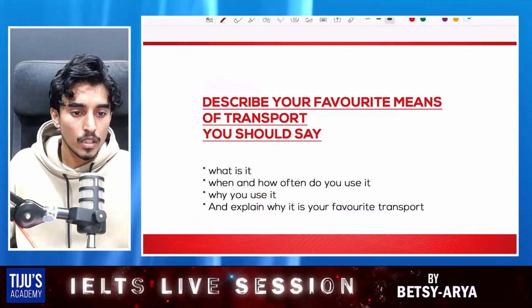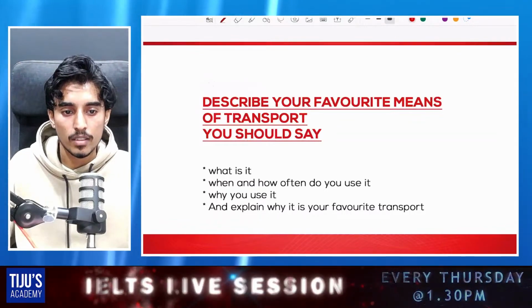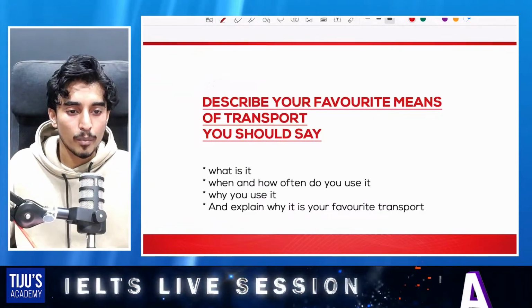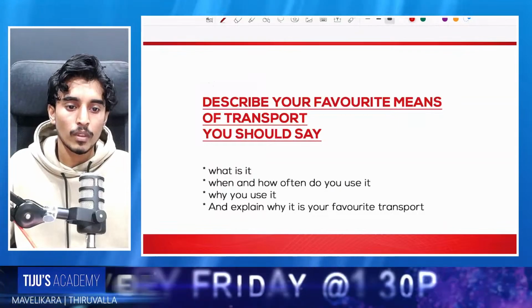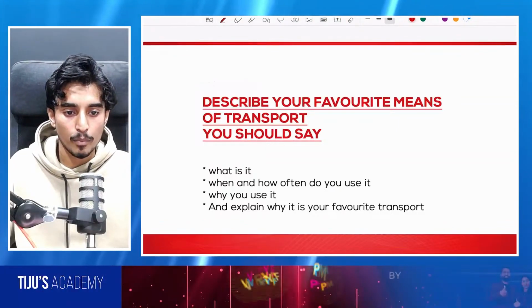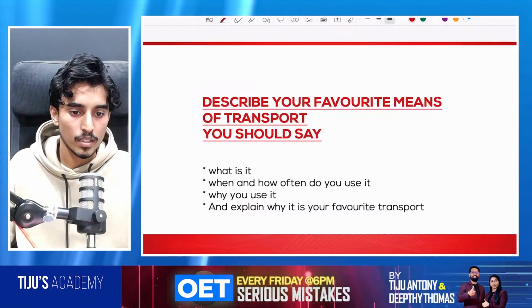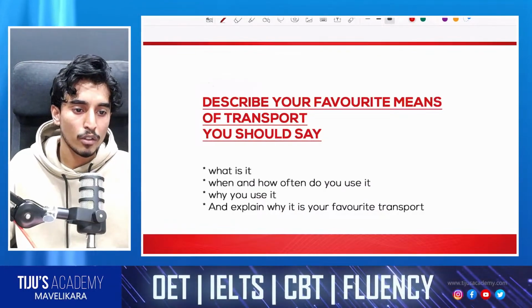Okay, so try to stick to the topic and try to maintain your pace. Try not to be a lot faster. Try not to be a lot slower. You have to maintain a proper pace, and you should be fluent while speaking in the part 2 section. Okay, so when you get this question, along with that, you will also get some sub points. That is, what it is, when and how you use it, why you use it, and the last one, explain why it is your favorite transport.